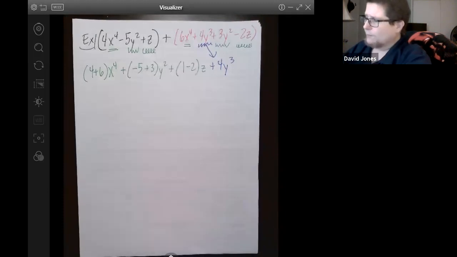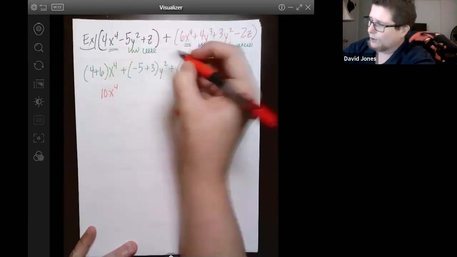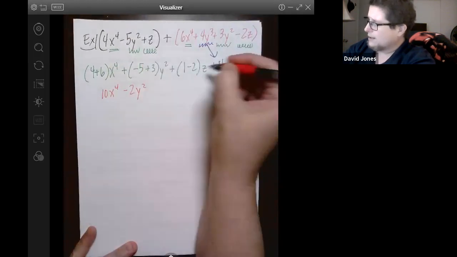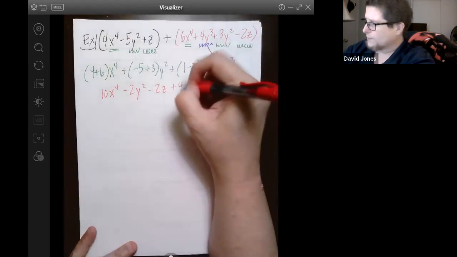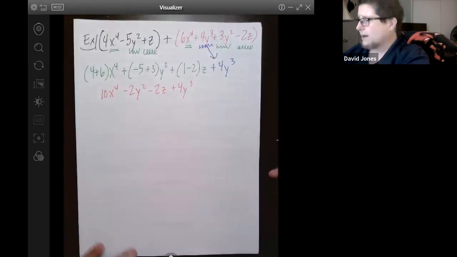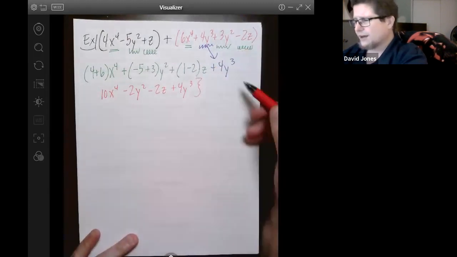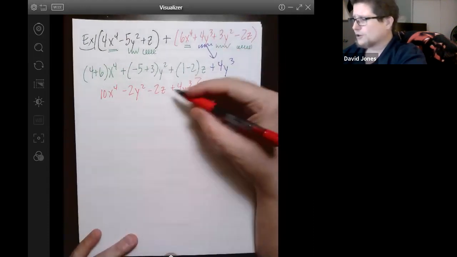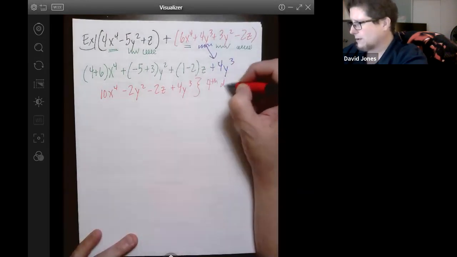Then we clean it up. We add the numbers in parentheses. This is 10x to the fourth minus 2y squared minus 2z plus 4y cubed. What's the degree of this polynomial? The exponent with the highest term is the x to the fourth. That term's got a degree 4, so this is a fourth degree polynomial.